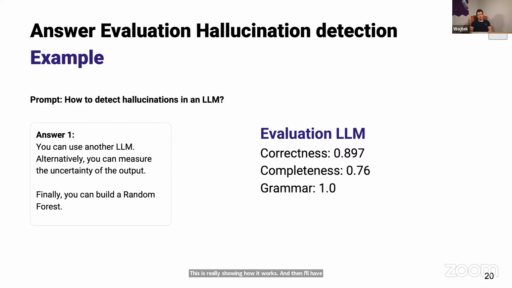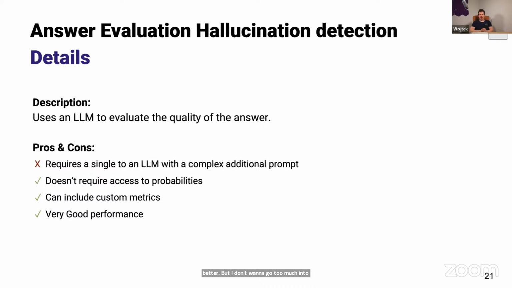Of course, if we add more examples, it's going to work better. But I don't want to go too much into detail here. It's more of an overview of the method. Now, to go a tiny bit into detail, how does it work? We're going to use another LLM to evaluate the quality of the answer by giving it the prompt, the answer, and the metrics that we want to evaluate.